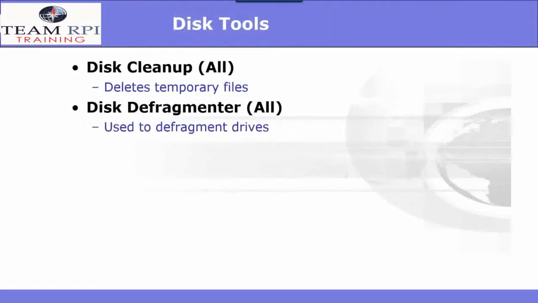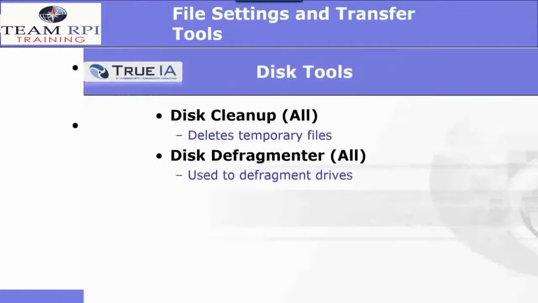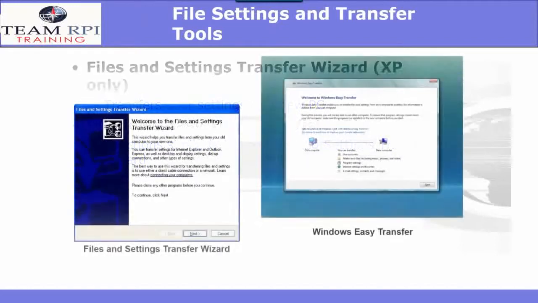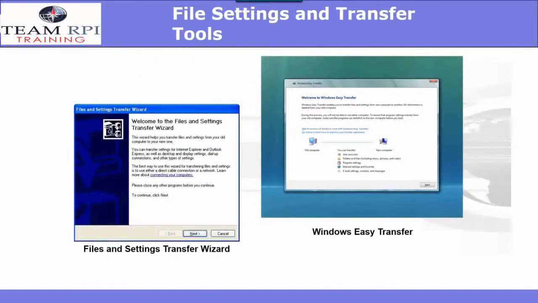Within Disk Tools, you can perform functions such as Disk Cleanup or Disk Defragmenter. The Files and Settings Transfer Wizard transfers user settings to a new or upgraded PC in Windows XP. The same utility is found in Windows Vista and 7. It's called Windows Easy Transfer. It, much like its XP predecessor, functions similarly to the Files and Settings Transfer Wizard. Here's a look at the XP Files and Settings Transfer Wizard on the left and the Windows Easy Transfer tool on the right.